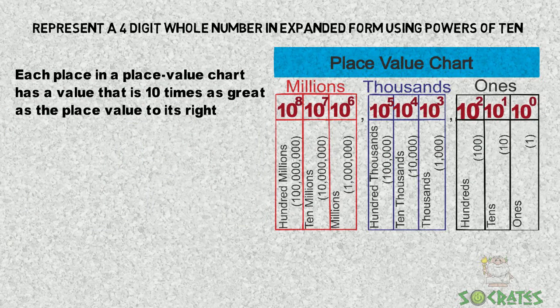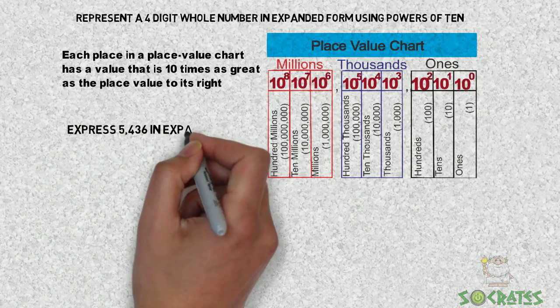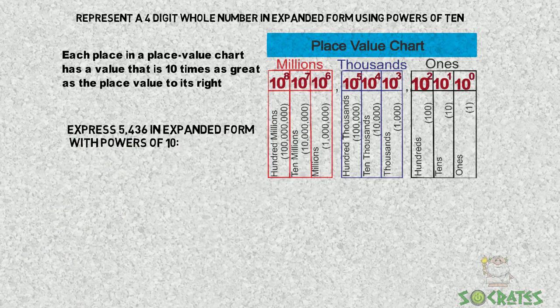So let's do a practice problem. Notice that the exponents have been filled into the place value chart. So in the tens, it's 10 to the first power, hundreds is 10 to the second power, and so on. Express 5,436 in expanded form with powers of 10.